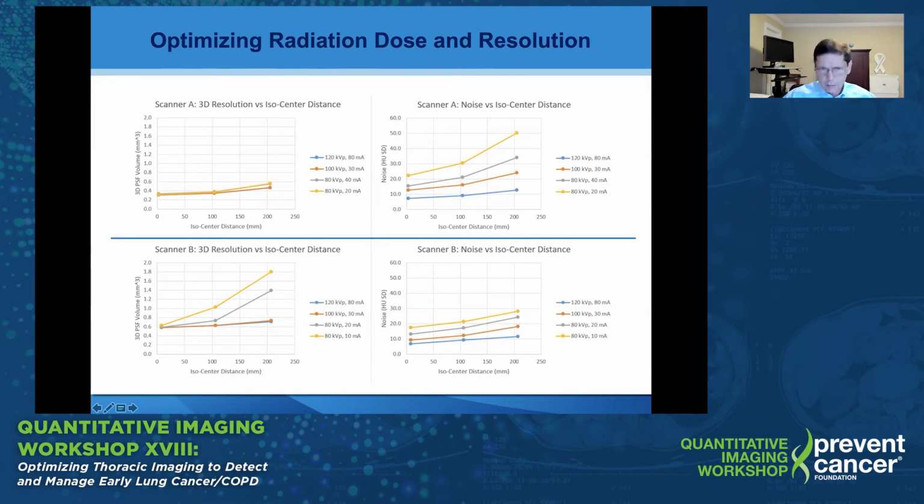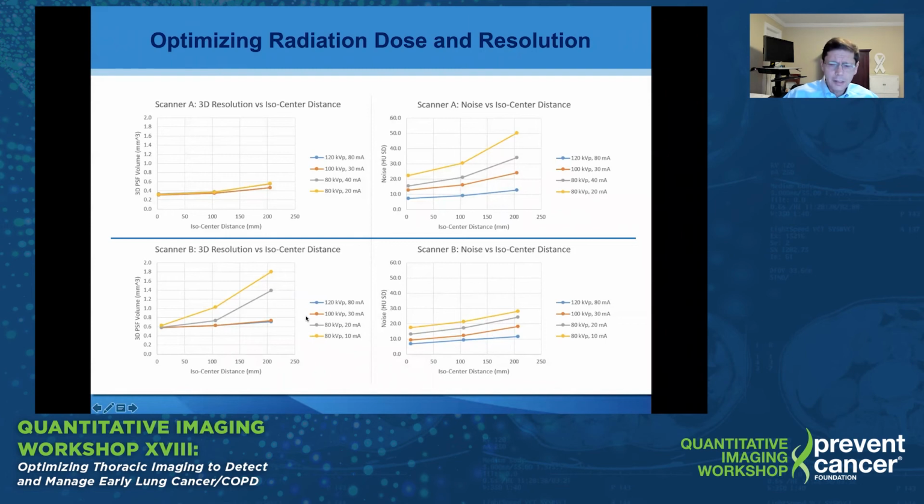And here you can see on top a scanner that, as you lower radiation dose significantly, the resolution stays the same, but the noise goes up. That's what you normally expect. But on another scanner, if you do the same kind of thing, the resolution is lost, but the noise stays more stable.